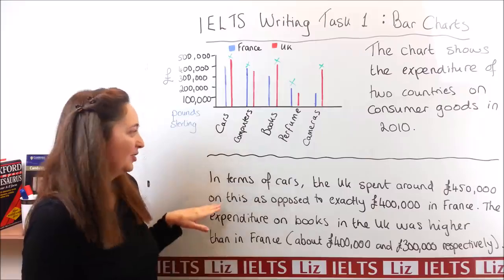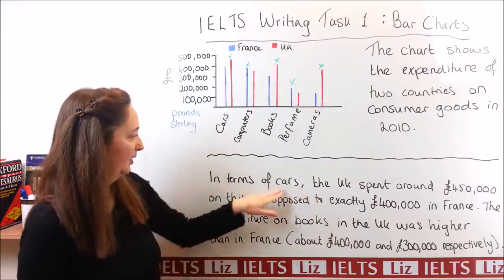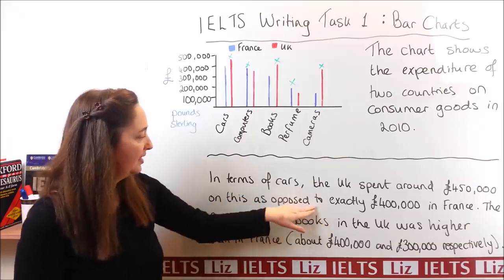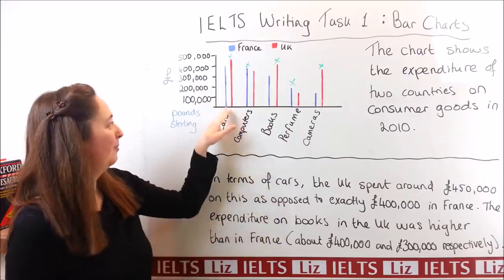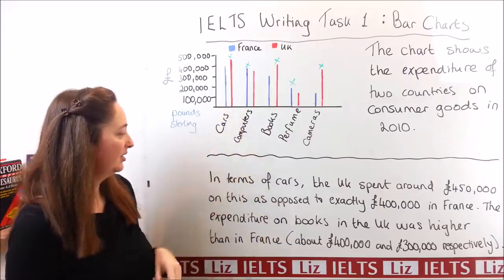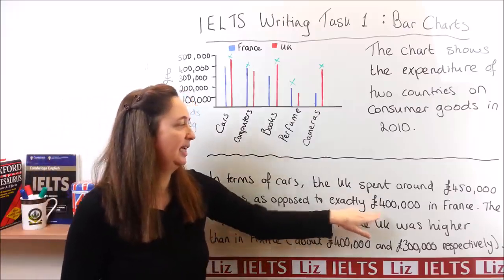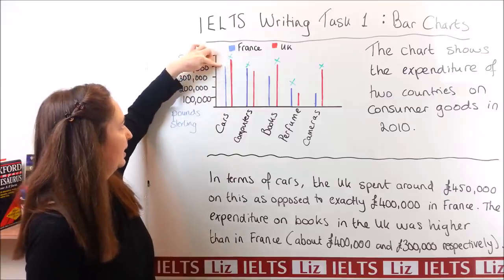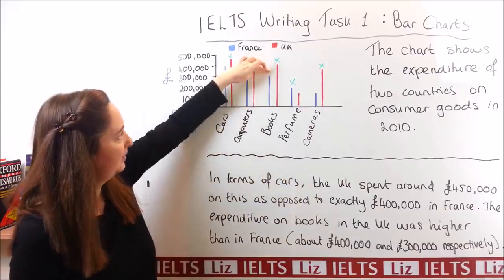But we can see that it was around £450,000. So they spent around £450,000 on this, that means cars, as opposed to, this is a very nice linker to connect the information about France and England, as opposed to exactly £400,000 in France. And you can see here we've got £400,000.